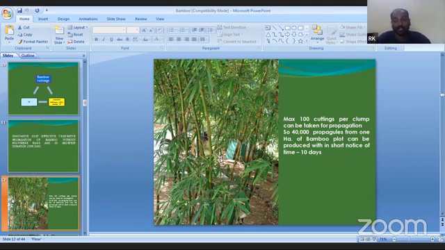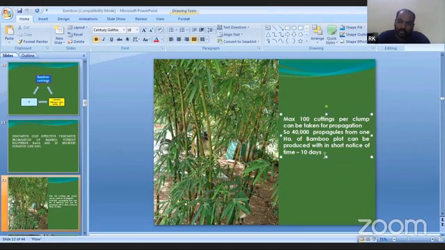Then you go for the selection of the mother plant. So this is the mother plant. A maximum of 100 cuttings per clump can be taken for propagation. In this trial, 40,000 propagules from 1 hectare of bamboo plantation can be produced within a short notice of 10 days. So this much planting material we produce.